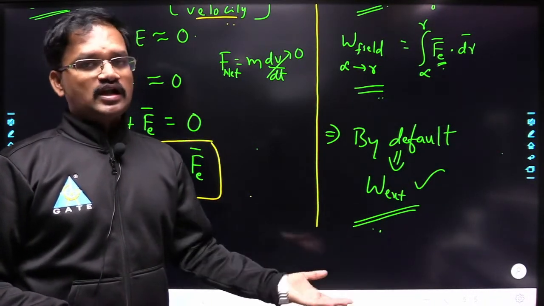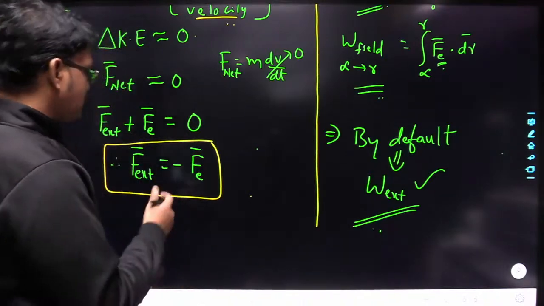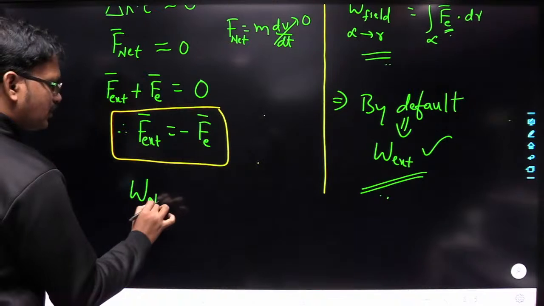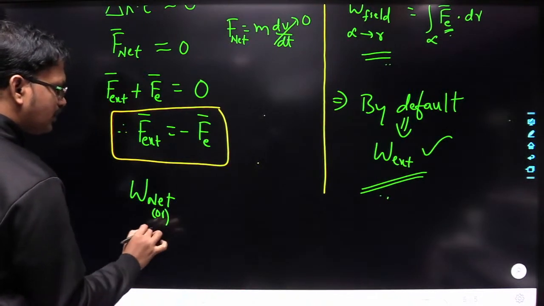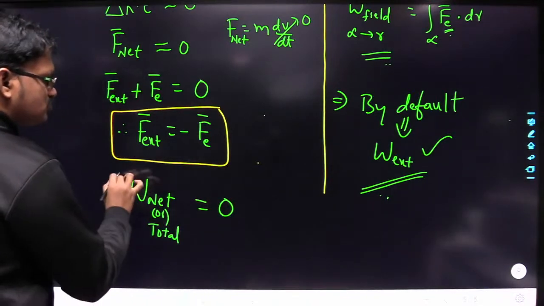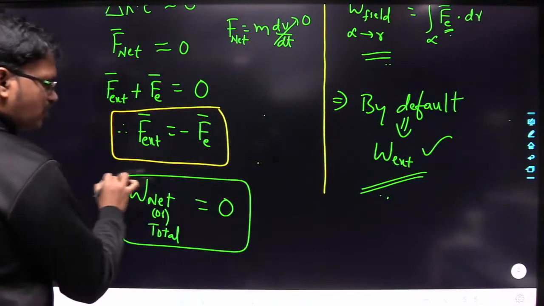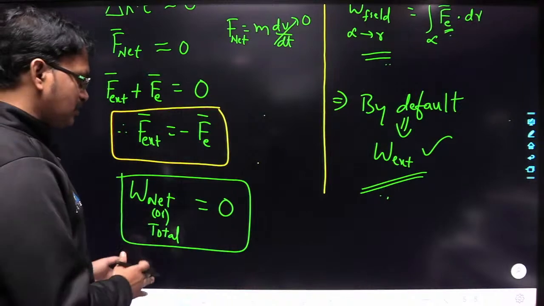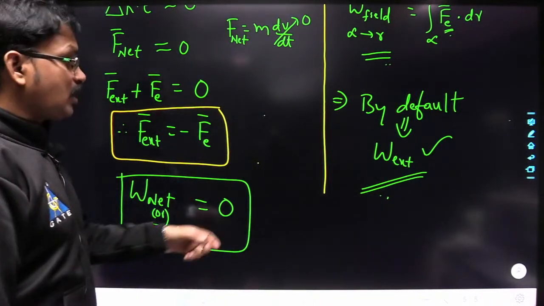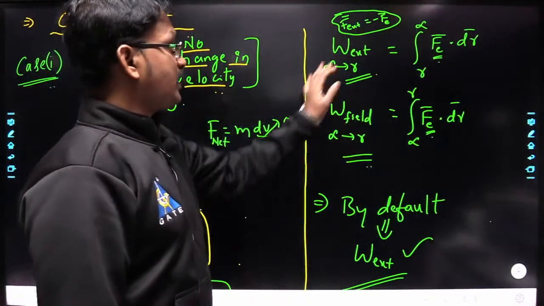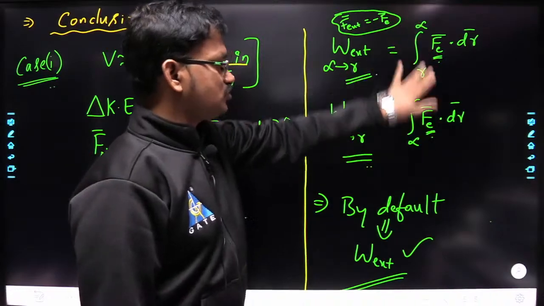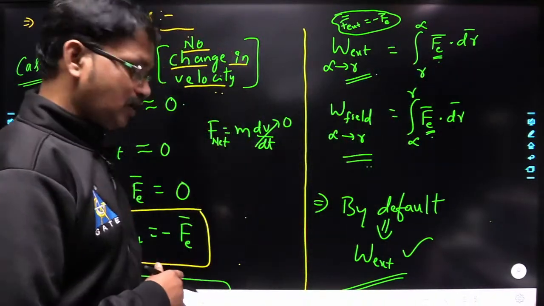If you know the work done by the external agent and they ask you to determine the work done by the field force, then also you can determine it. One more thing: the total work done or net work done in this case is equal to 0. We have derived all these things. The net work done means the work done by the external agent plus the work done by the field. If you add up these two, you are going to get 0. Understood?